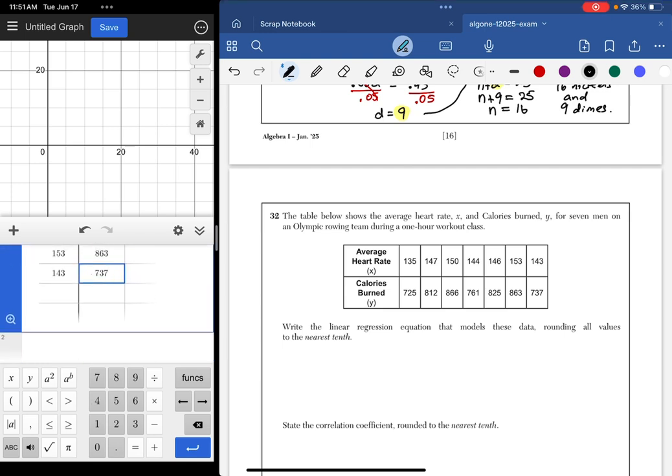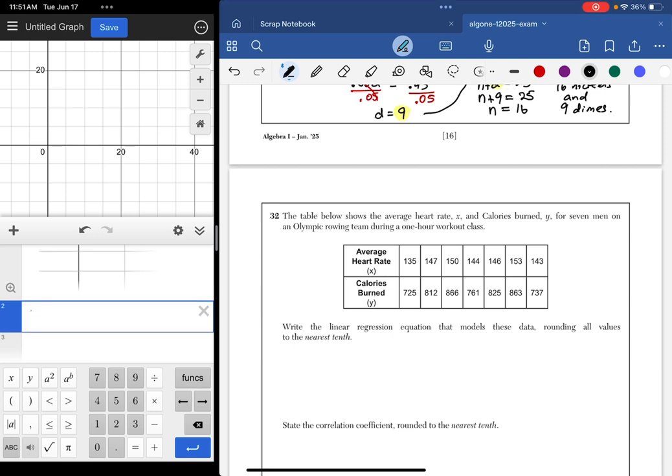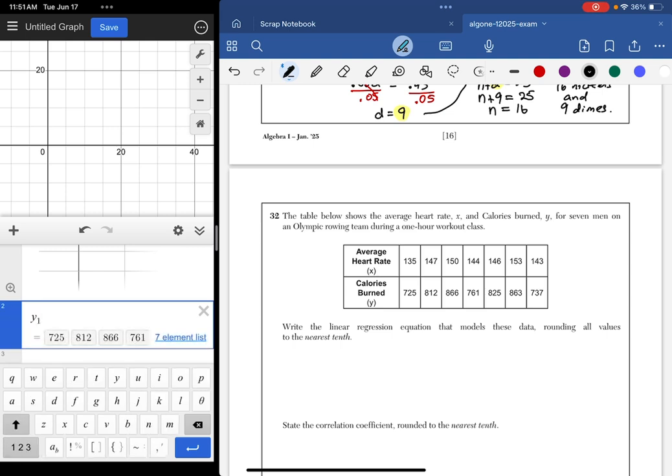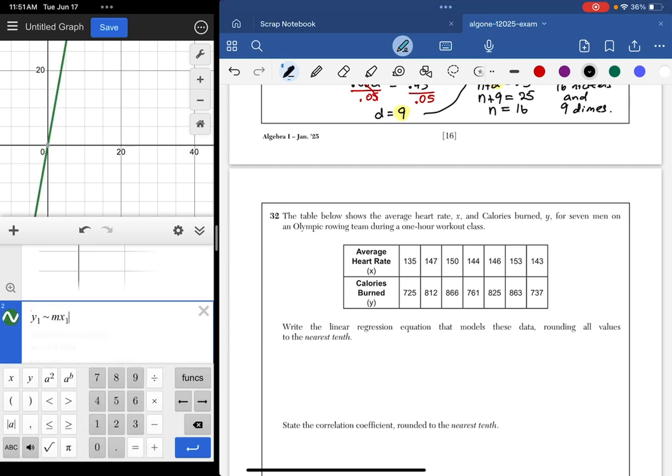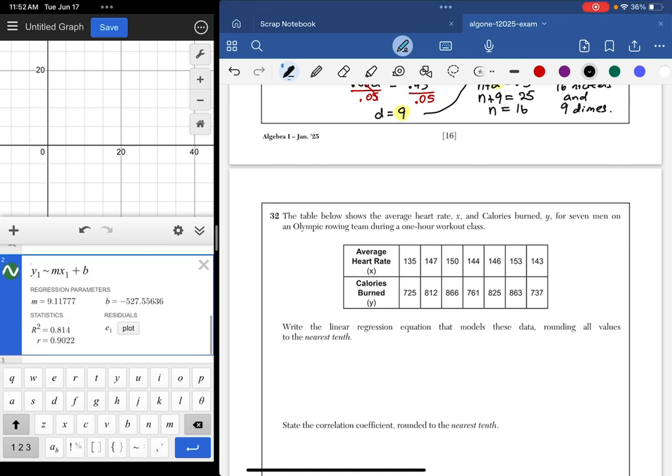So now what we type in, our columns have headings of x1, y1. So we want it to be in the form of y equals mx plus b. So now it's x1 and y1 though. So y1 tilde mx1 plus b. Everything you need is here, all right?